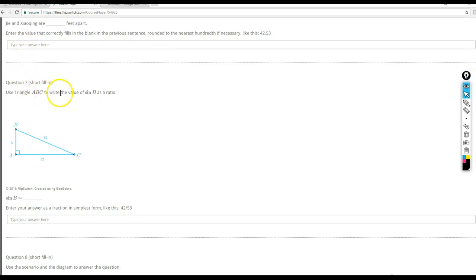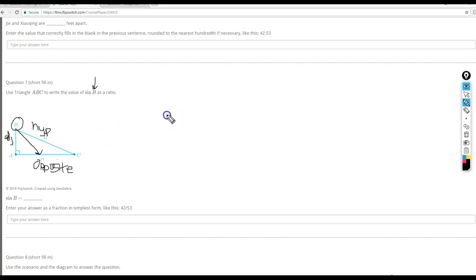Use triangle ABC to write the value of sine B as a ratio. Okay, this gives us our angle of perspective, which is from angle B. So from angle B, I'm going to label this triangle. Angle B, if I go directly across, that's the opposite side. The one right next to it, connected to it, and not across from the 90, is the adjacent. And the one across from the 90 is the hypotenuse.